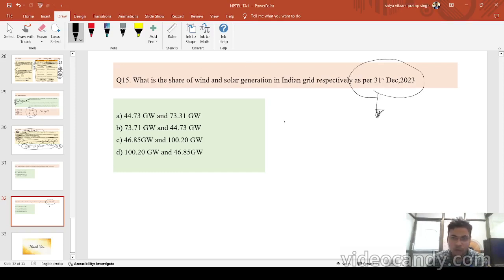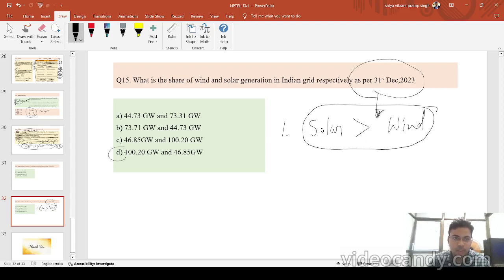Okay. First, what did I say? The solar potential is greater than the wind potential in India. That is correct. So which options are correct? D and B options are. So in both, one option will be correct. So I have eliminated B and D. So I have A and C options left.